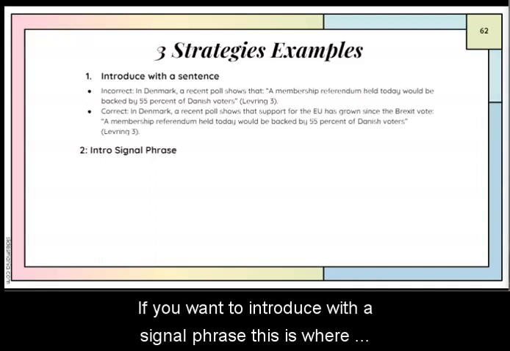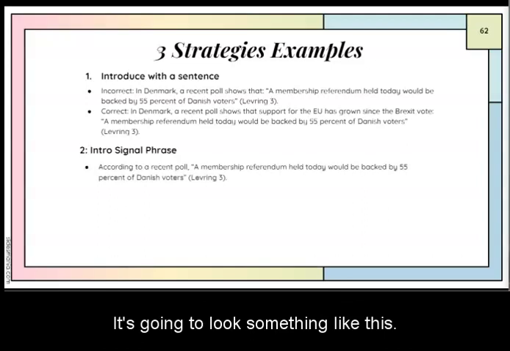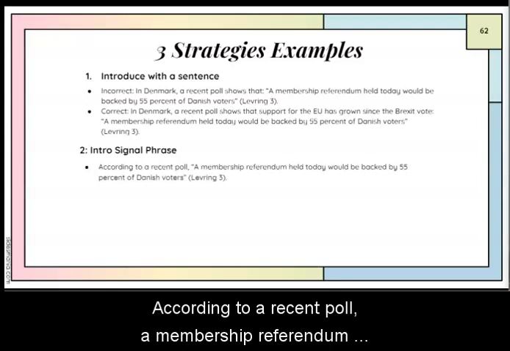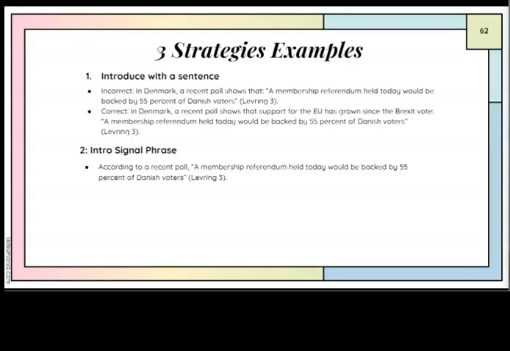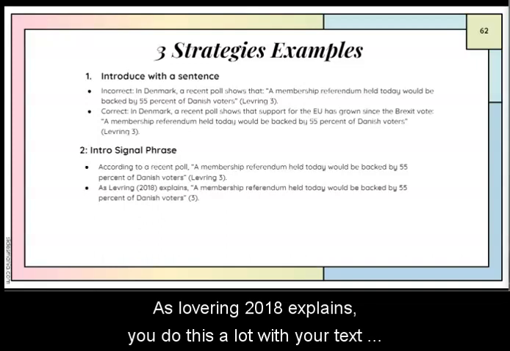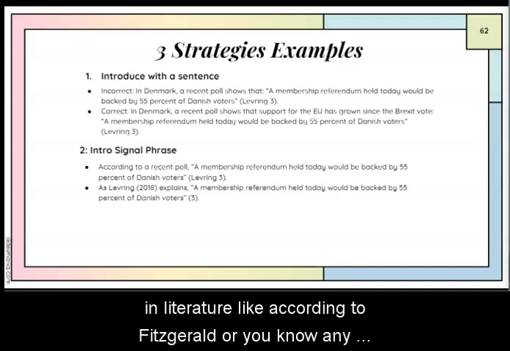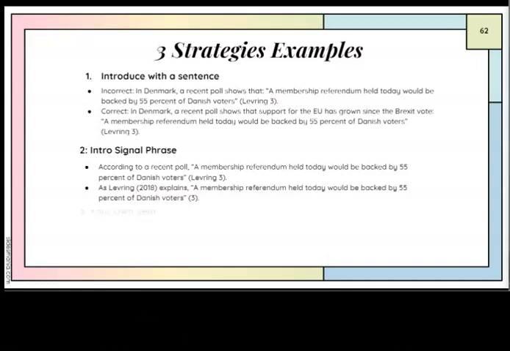If you want to introduce with a signal phrase, this is where you would use a comma, and it's going to look something like this: According to a recent poll, comma, a membership referendum held today would be backed by 55% of Danish voters. And then here's a second one: As Levering 2018 explains, comma, you do this a lot with your texts in literature, like according to Fitzgerald, or any author, and then you would do a comma and your quote.